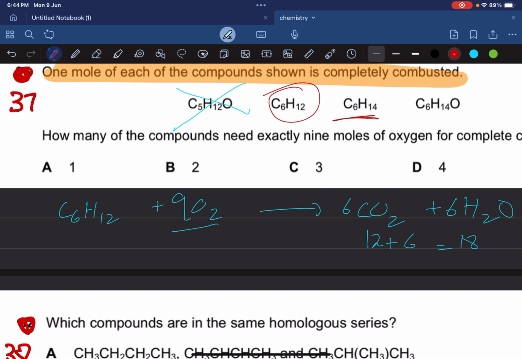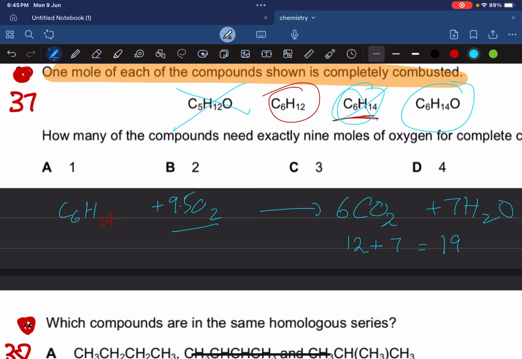Okay, next C6H14. Let's cross everything else out and do our equation again. This is CO2. I have C6H14. I have to do a 6 over here, and because I have 14, I have to do a 7 over here. That's 6 2 times is 12 plus 7, that's going to give me 19. So I need 9.5 moles over here. Definitely this is incorrect.